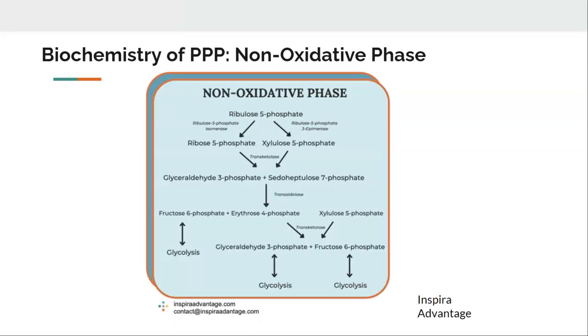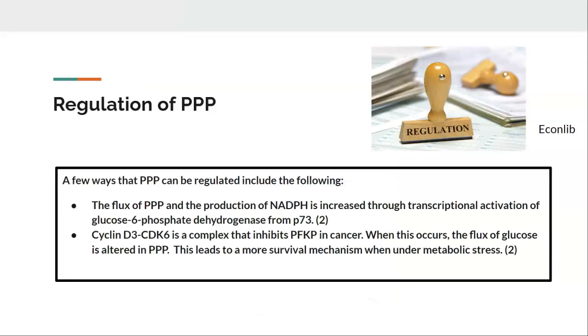On the other hand, the non-oxidative phase is a reversible phase, and it can be used to convert 3 molecules of ribose 5-phosphate into 2 molecules of fructose 6-phosphate and 1 molecule of glyceraldehyde 3-phosphate. This is done with the help of enzymes such as transketolase and transaldolase, which convert intermediates such as xylulose 5-phosphate and ribose 5-phosphate into the molecules just mentioned. These components are then sent on to glycolysis.